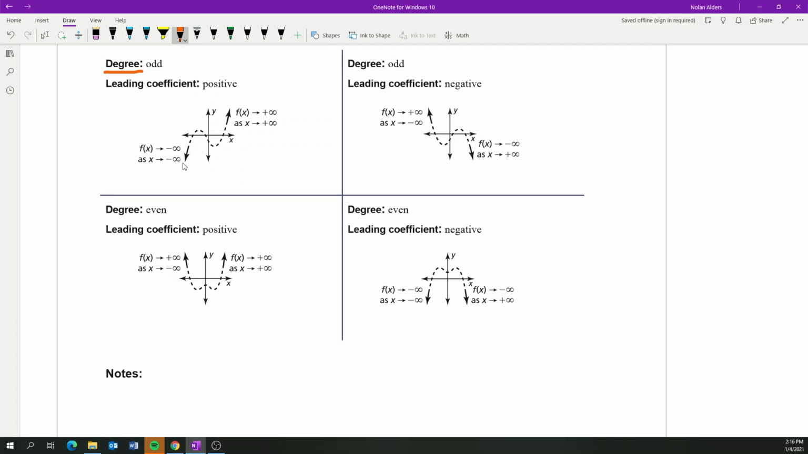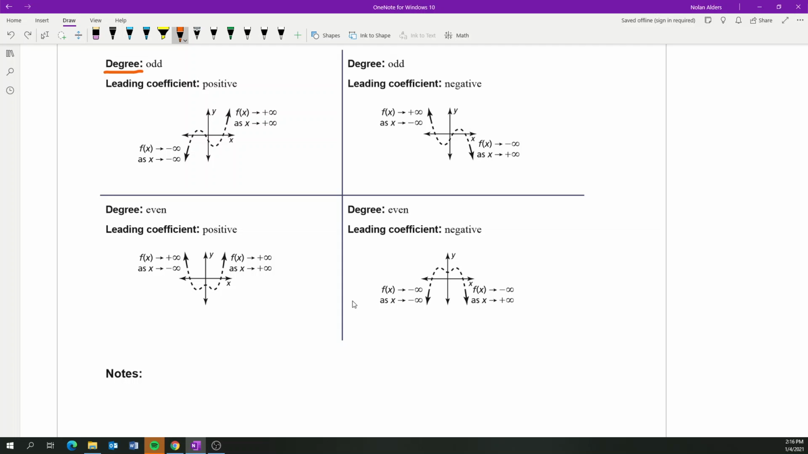But for now, just know that if we have an odd degree and a positive leading coefficient, we're going to get a function that kind of looks like this right here. And if it's odd and negative, we'll get something over here. So that's kind of the basic idea. So we'll refer back to this here in a little bit.